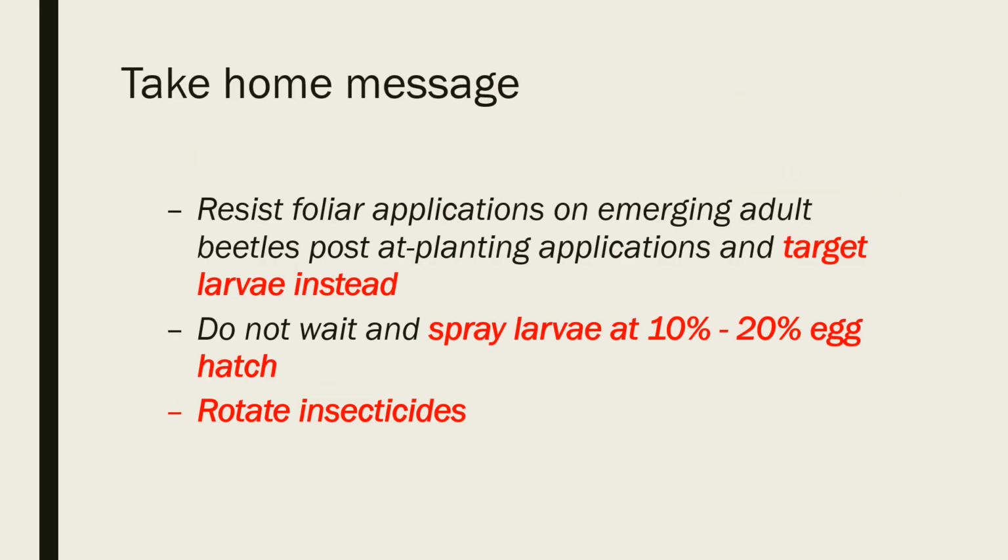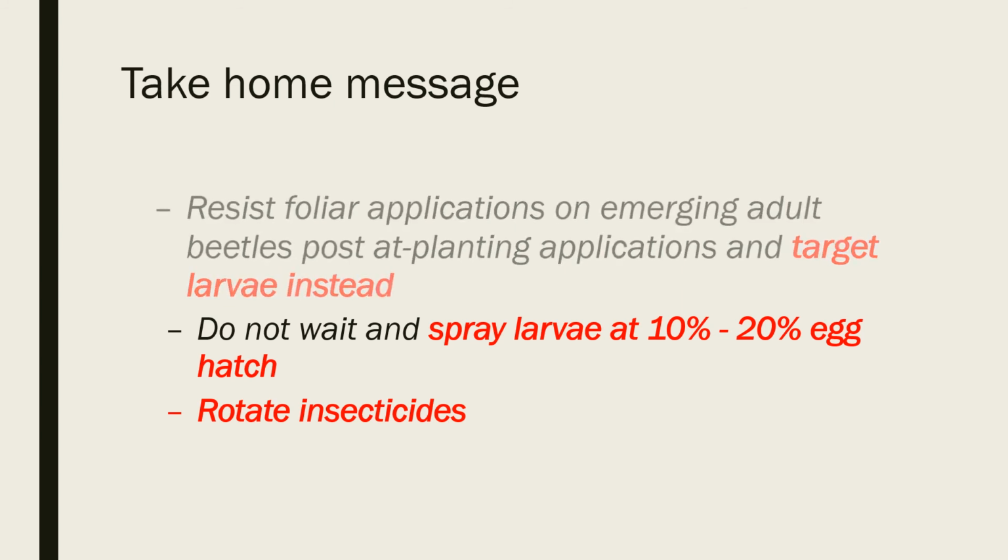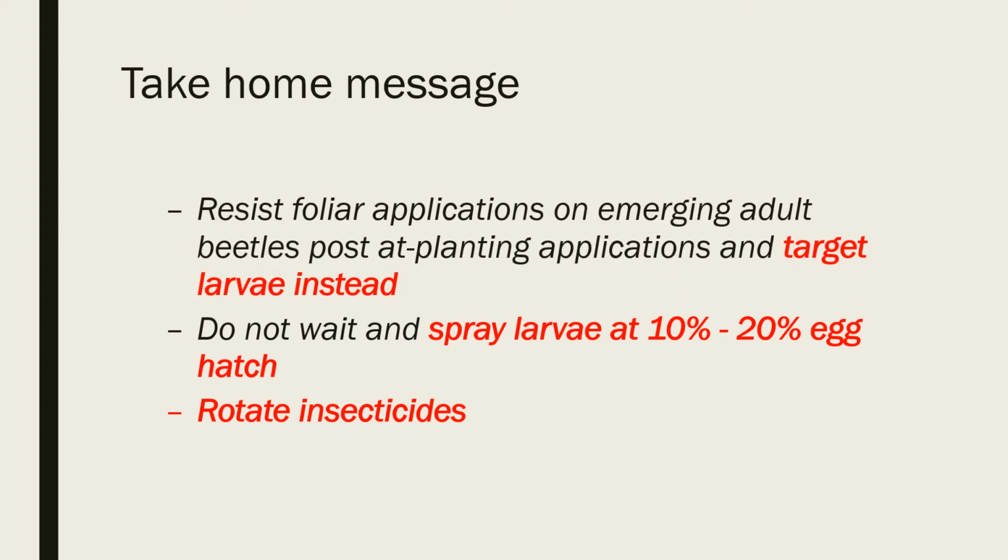So what's the take-home message? We believe that you may want to resist foliar applications on emerging adult beetles post at-planting applications and target the larvae instead. Do not wait: spray those larvae at 10 to 20% egg hatch, and of course keep rotating insecticides, even in other crops.